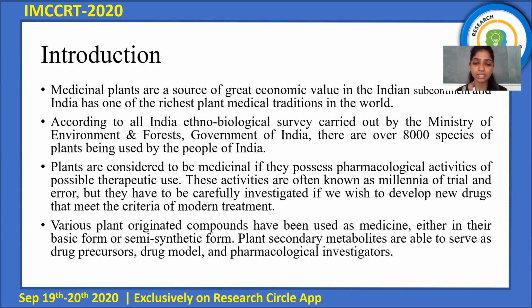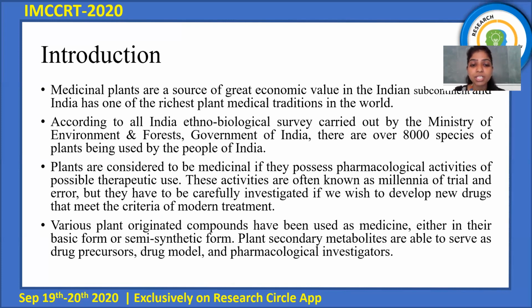According to the All India Ethnobiological Survey, which was carried out by the Ministry of Environment and Forest, Government of India, there are in total 8,000 species of plants being used by Indian people. Plants are considered medicinal if they possess some pharmacological activities and possible therapeutic use. These activities are often known through millennia of trial and error, but they have to be carefully investigated if we wish to develop new drugs which meet the criteria of modern treatment as well.